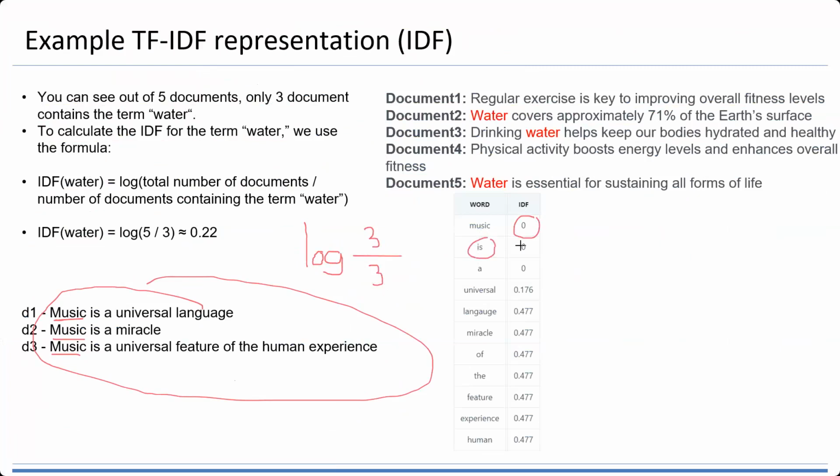The same with this one. What about universal? Universal appears in 2 documents. So we have log, among the 3 documents, we will see it in 2 documents. Then we have log 3 divided by 2. So this is the idea, and so on. Okay.